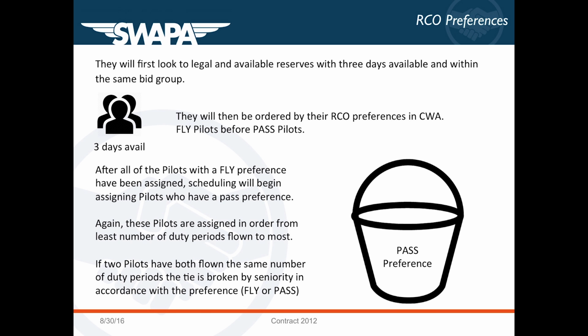If all of the pilots with the fly preference have been assigned and scheduling still needs someone to cover the trip, they will begin to assign pilots who have a pass preference. Again, these pilots are assigned in order from the least number of duty periods flown to the most. And once again, if 2 pilots have flown the same number of duty periods, the tie is broken by seniority. The more senior pilot will stay home, while the more junior goes flying.